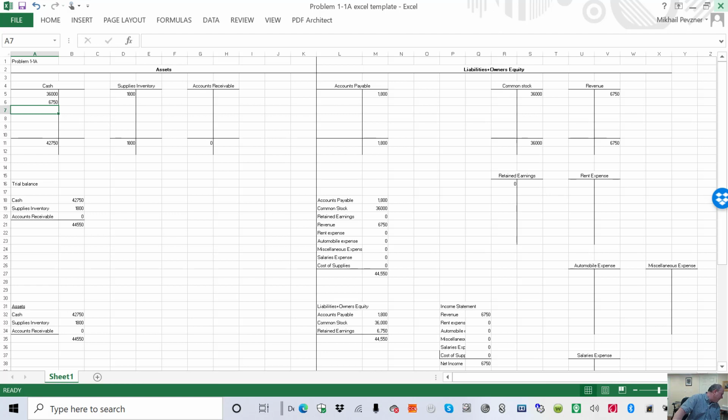Entry D, paid rent on office and equipment for a month, $5,000. So they're crediting cash $5,000 because they're paying it. And they have rent expense of $5,000. They're debiting.